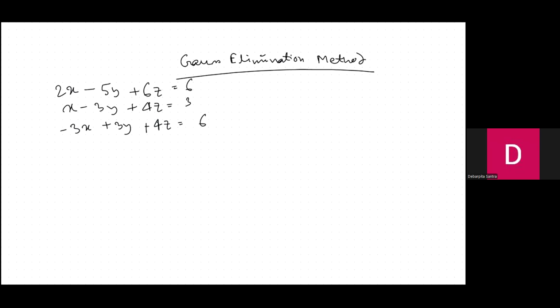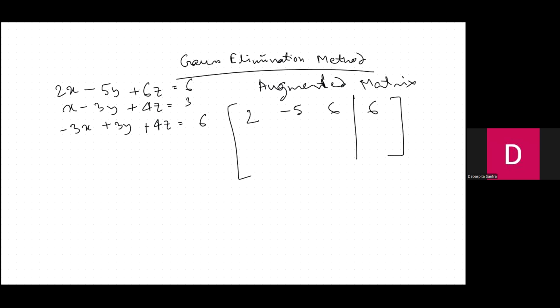So now, as you have seen in the previous lecture, we have to find out the augmented matrix. So what is the augmented matrix here? From the first row, for x, the coefficient is 2. For y, the coefficient is minus 5. For z, the coefficient is 6. And on the right hand side, we will write 6.